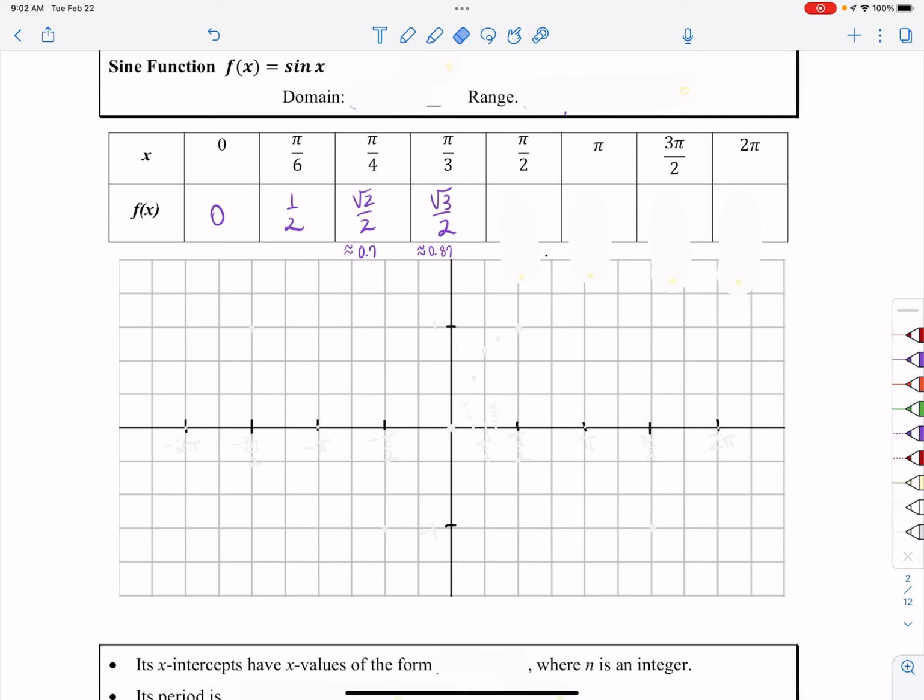Decimal value there as well. At pi over 2, my sine value is 1. And then we skipped a little bit. We jumped all the way over to pi. My sine value at pi is 0. My sine value at 3 pi over 2 is negative 1, and my sine value at 2 pi is 0.